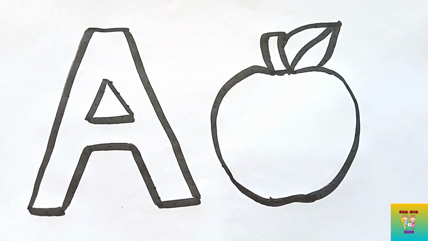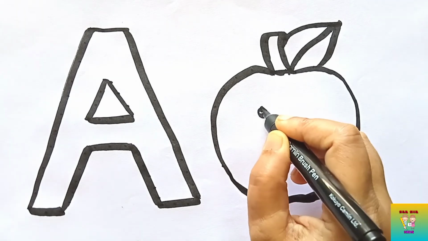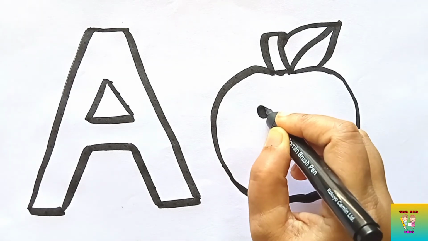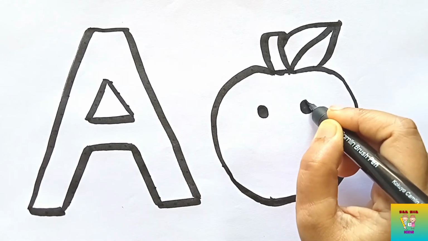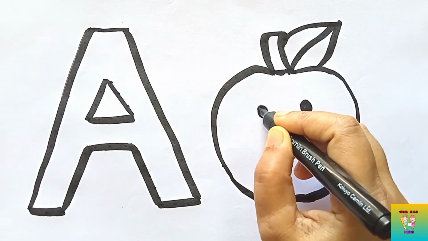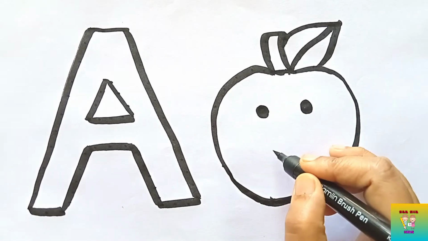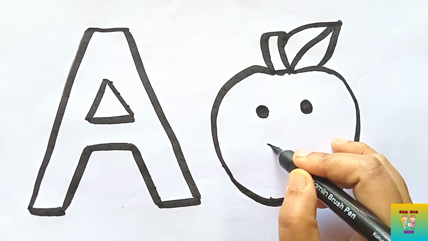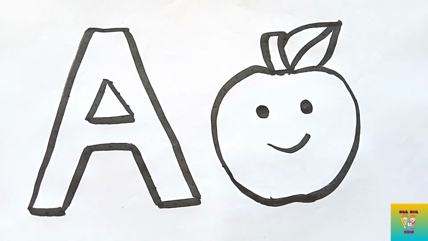Wow, what is this? This is an apple. Yes, it's an apple. Let's draw two little eyes. How many eyes? Two eyes. Very good. And one little smile. Wow, smile.